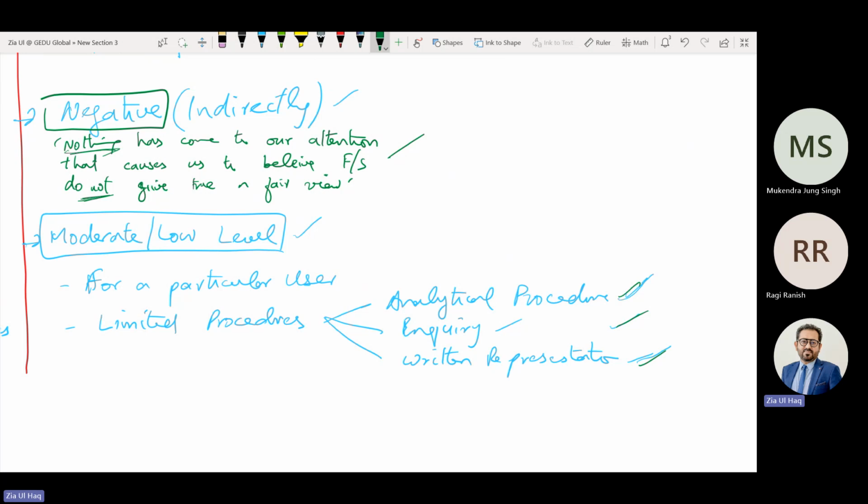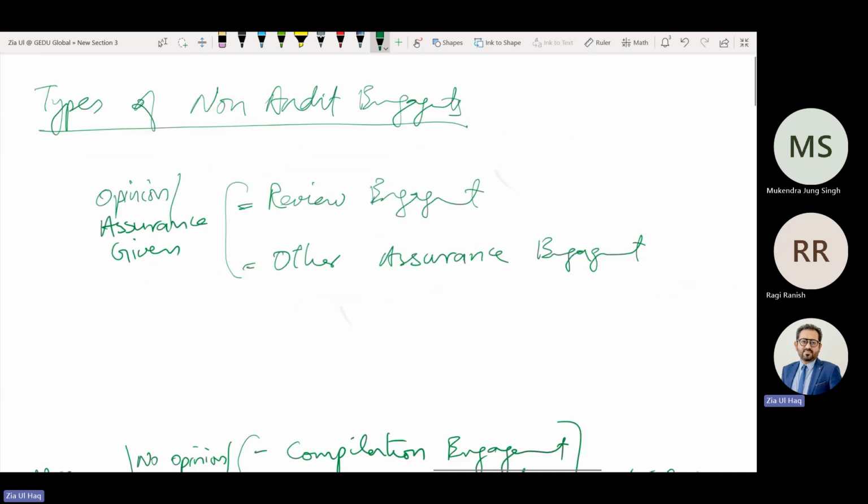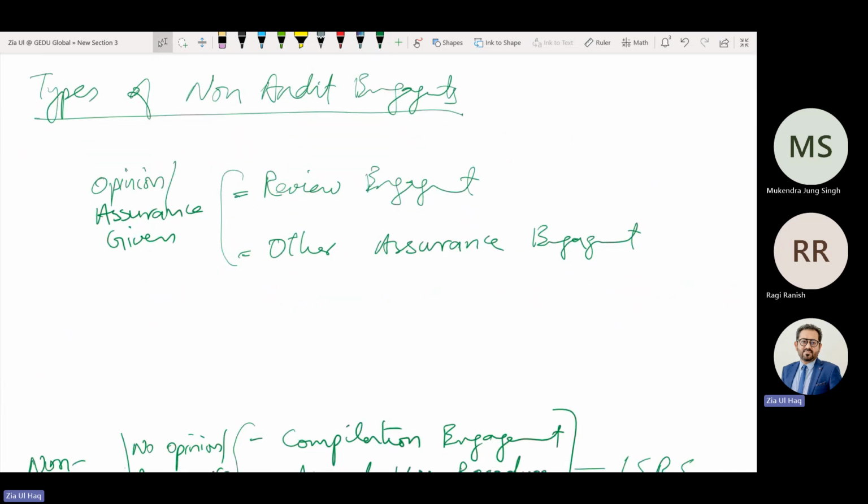Unlisted clients, not unlisted. If a company has prepared interim accounts for any of the investors, interim means half-year accounts, because the complete year is too far. He needs to take a decision now based on the results till now. So if we are giving an opinion on interim accounts, that will not be audit, that will be what? Review engagement. If we are giving an opinion on one component of the financial statements, that will be review rather than audit.